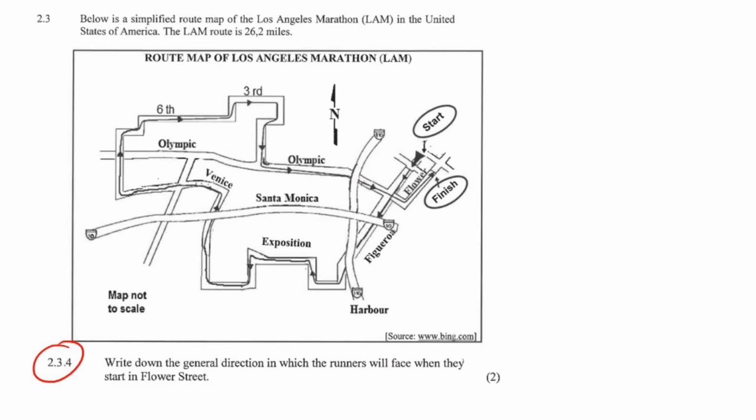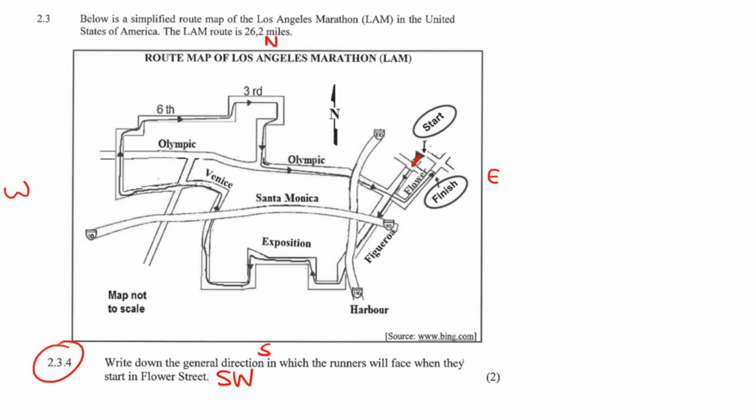Okay, this question says, write down the general direction in which the runners will face when they start in Flower Street. So this is north at the top here. So that's north, then that's south, that's east, and that's west. So here they are standing when they're about to start the race in Flower Street, okay? So, I mean, if they were facing that way, that would be south. They're almost facing that way. So I would say like southwest. Yeah, southwest is the answer.